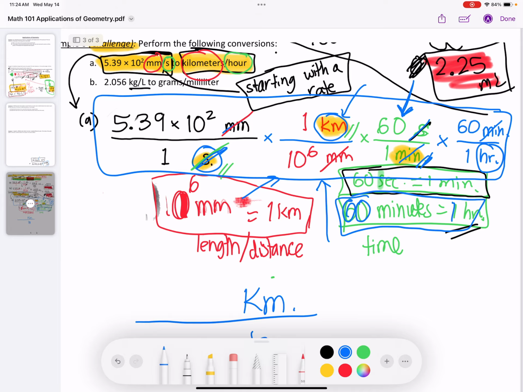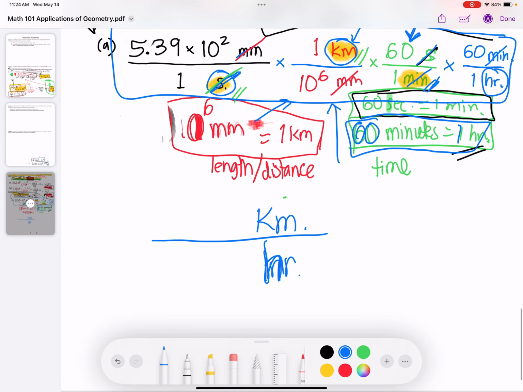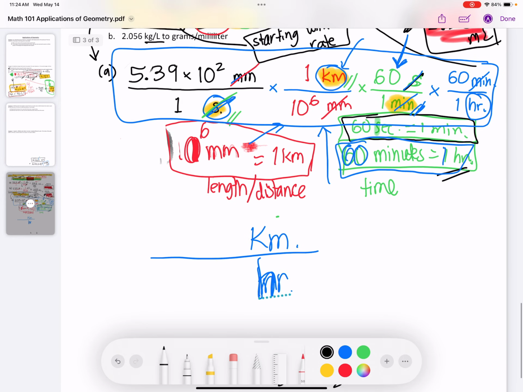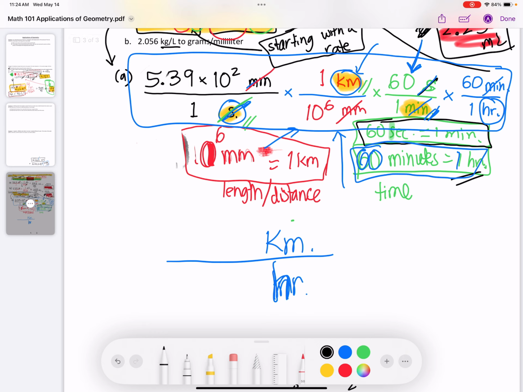Let me read it again. Yeah, kilometers per hour. Whew. That was the hard part. Now it's a bunch of multiplying. I've got this number 5.39 times 10 to the second power. The 10 to the second power means I'm just moving the decimal to the right twice. So it seems like they didn't have to write that. They could have written just 539. That would have been a lot easier. But they wanted to make it hard, but that's fine.